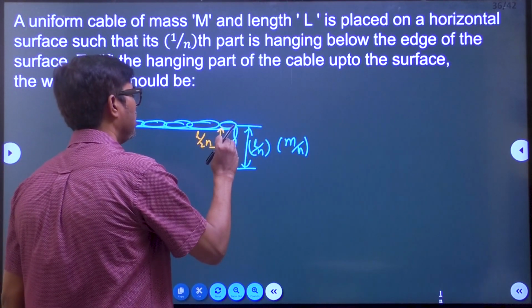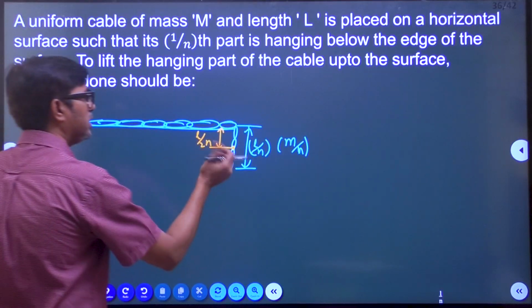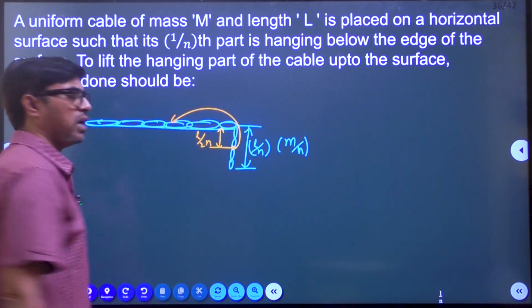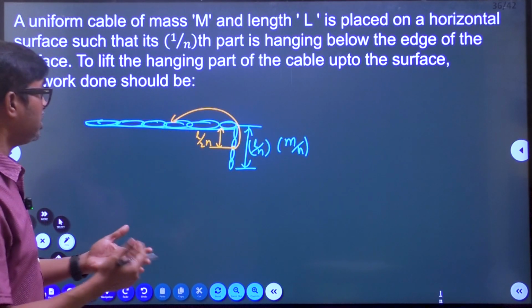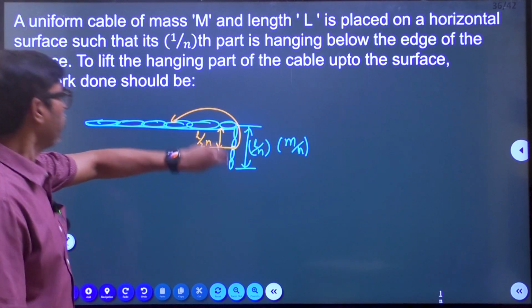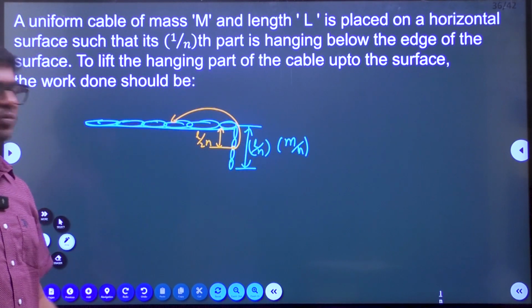While calculating work done, while calculating potential energy, you can assume this entire part to be located here. Now, when you are pulling it up, the center of mass has to go up. All right. I need to supply work, I need to supply energy or do work on it so that the center of mass goes up. The entire chain goes up, meaning the center of mass goes up.